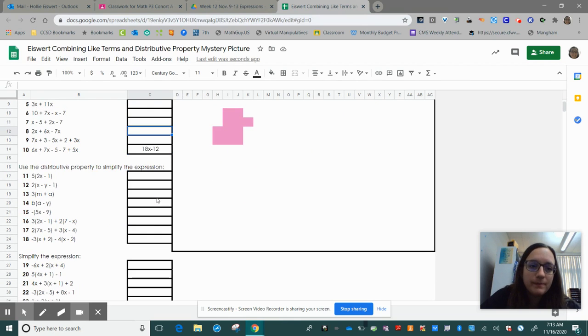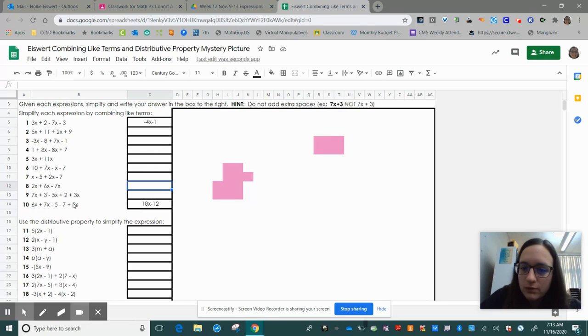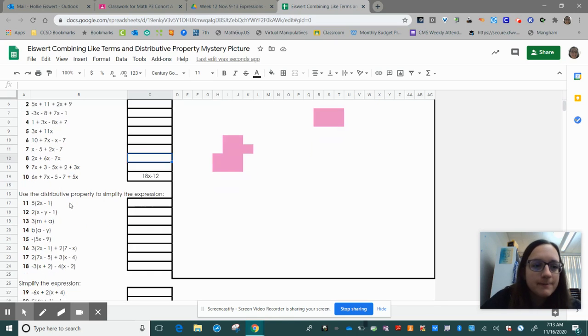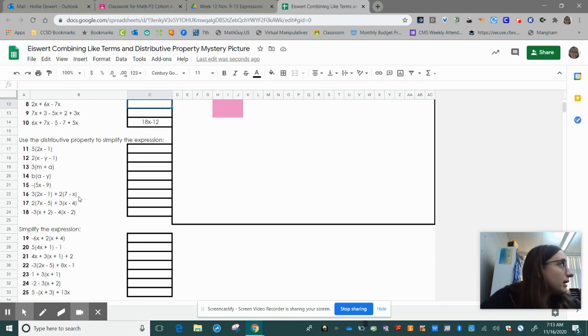All right, so those are combining like terms. Those should be easy. Just watch out for your positives and negatives. So if it's not right, definitely check your signs, or go back to the rules.